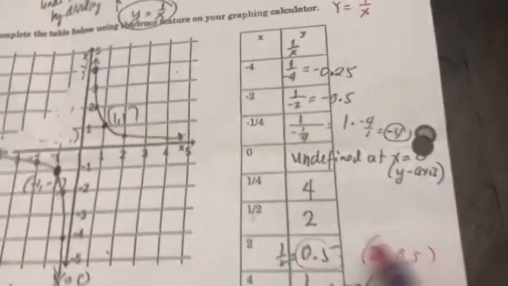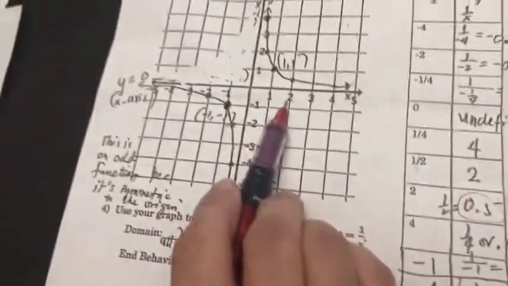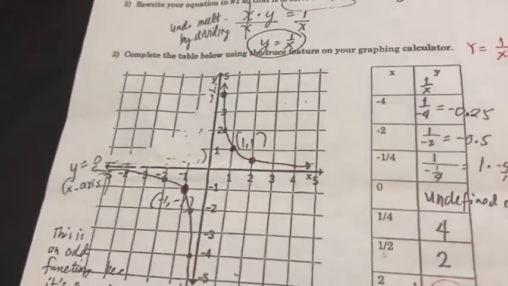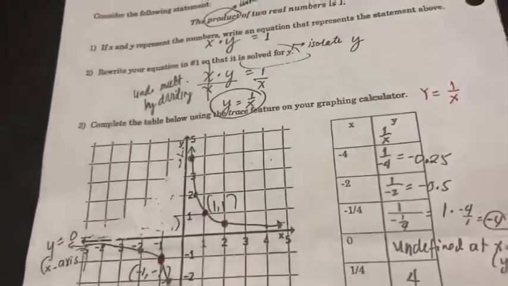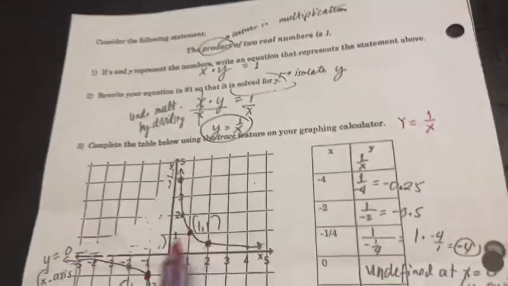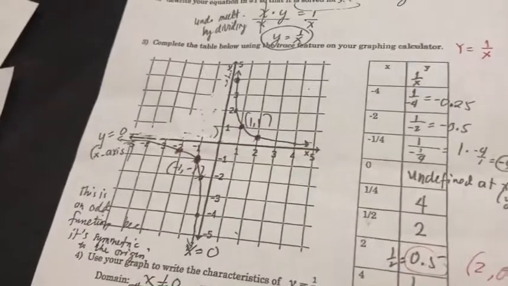So on the graph, you see (2, 0.5). How do I do that? 2 on the x, 0.5 here. And this is actually an odd function, so you will see that it's symmetric to the origin. Okay? So let me do another one.